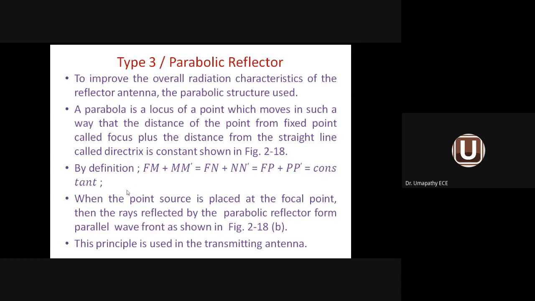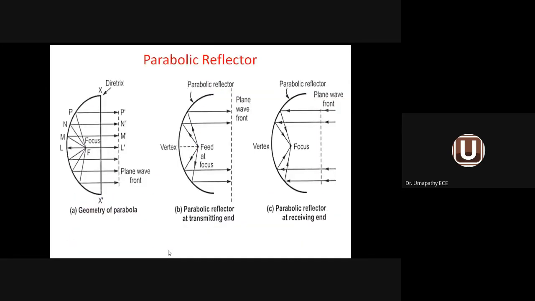Definition for a parabola: when the point source is placed at the focal point, the rays reflected by the parabolic reflector form what is called a parallel wavefront. This principle is used in the transmitting antenna. Now look at the figure. We are having three diagrams here.